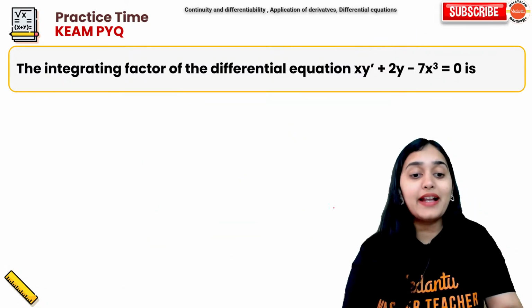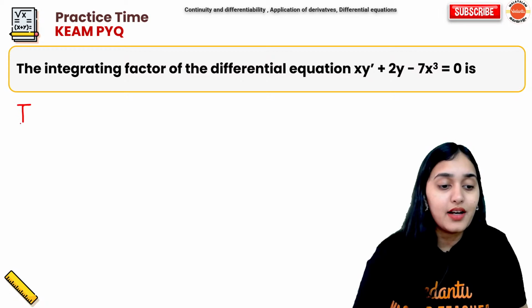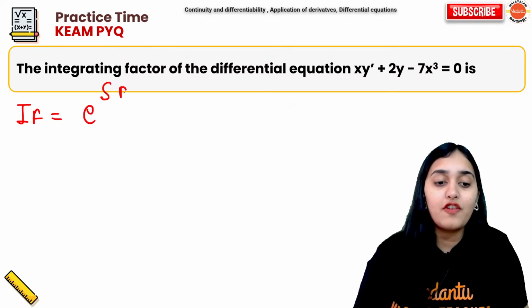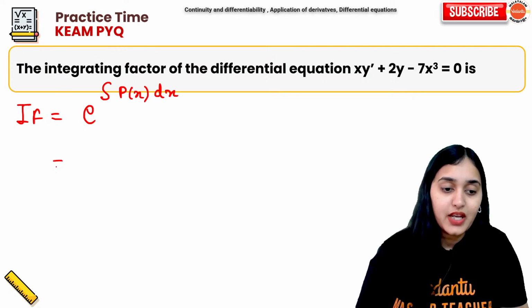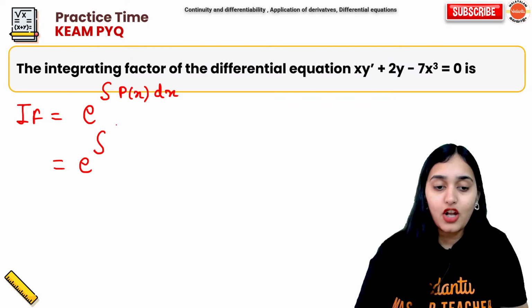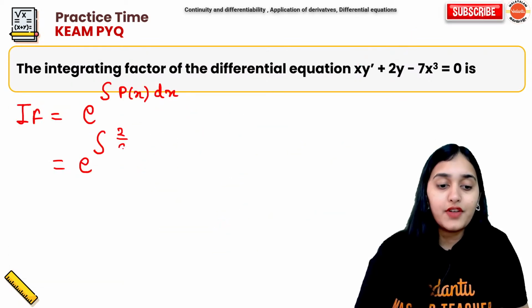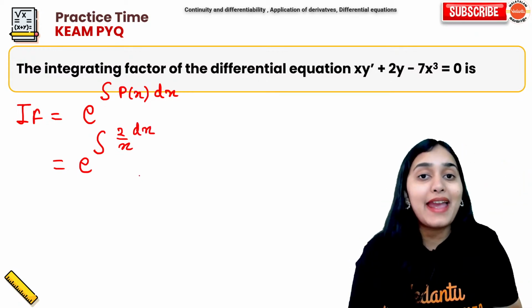So now you find out the integrating factor. What is integrating factor? Integrating factor is e to the power integration of p function with respect to dx. So e to the power integration of what is p function? 2 by x. Integration of 2 by x with respect to dx. What is the integration of 1 by x?